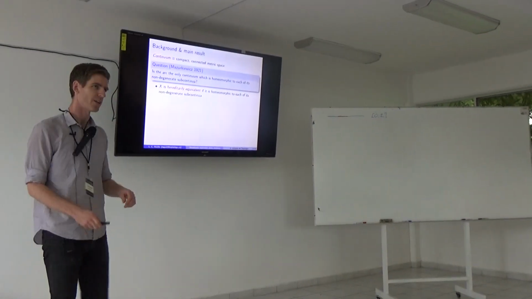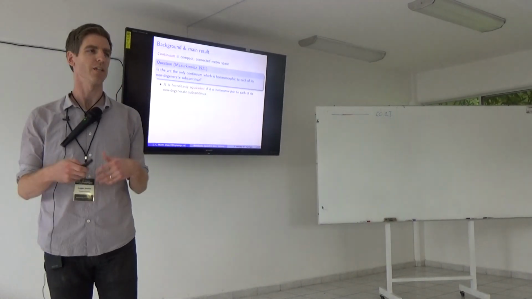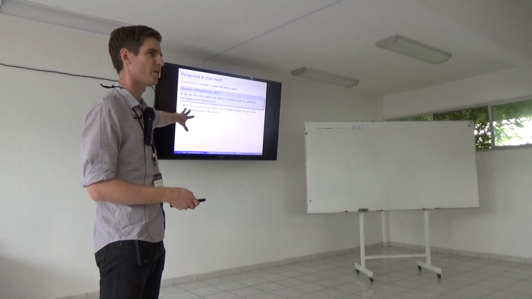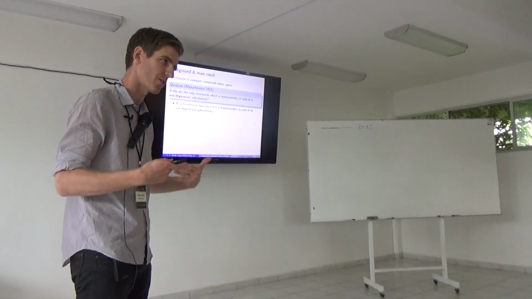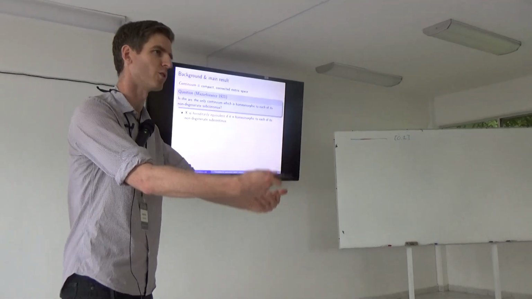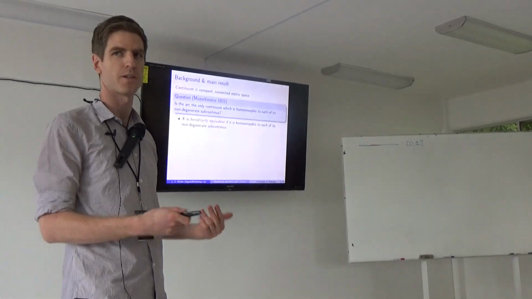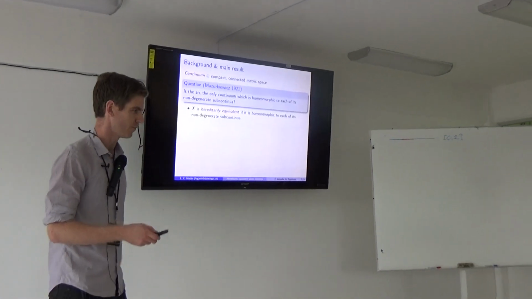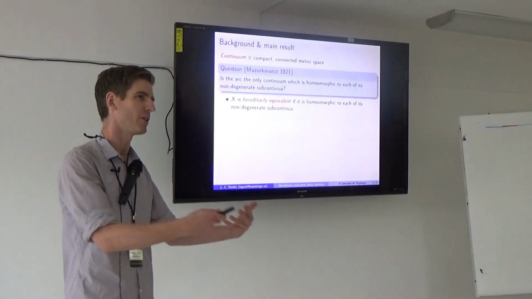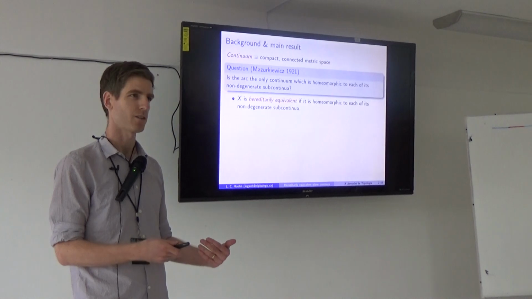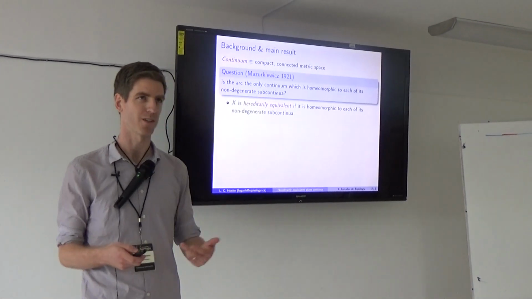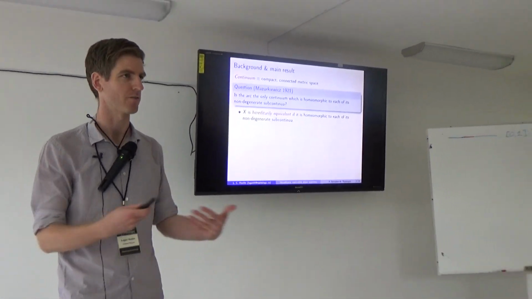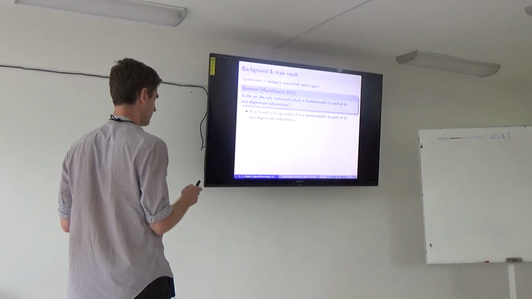And this gives us the definition of a hereditarily equivalent continuum. It's one with that property: X is hereditarily equivalent if it is homeomorphic to every one of its non-degenerate subcontinua. So this is a very extreme self-similarity property. It should be reminiscent of a fractal, except an extreme property like that.